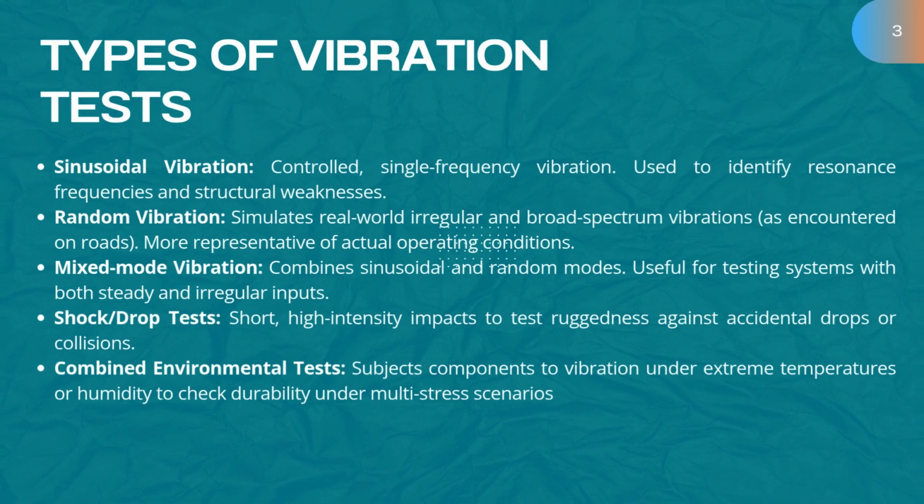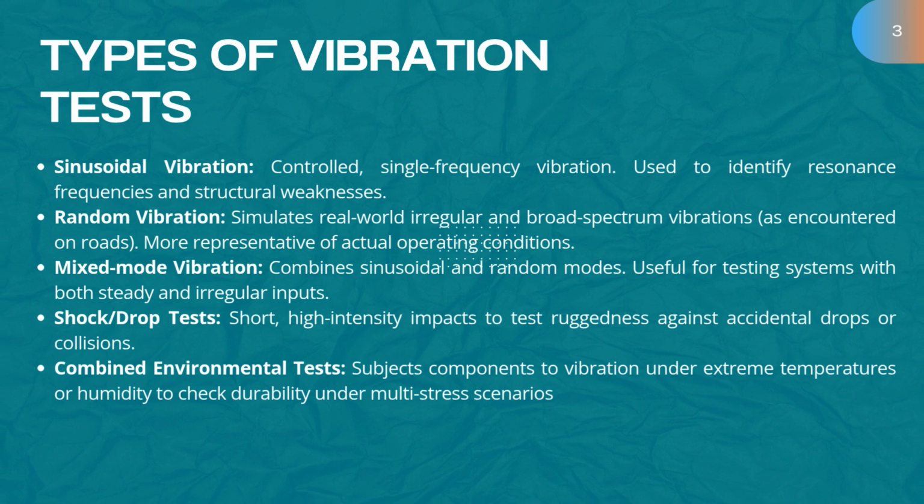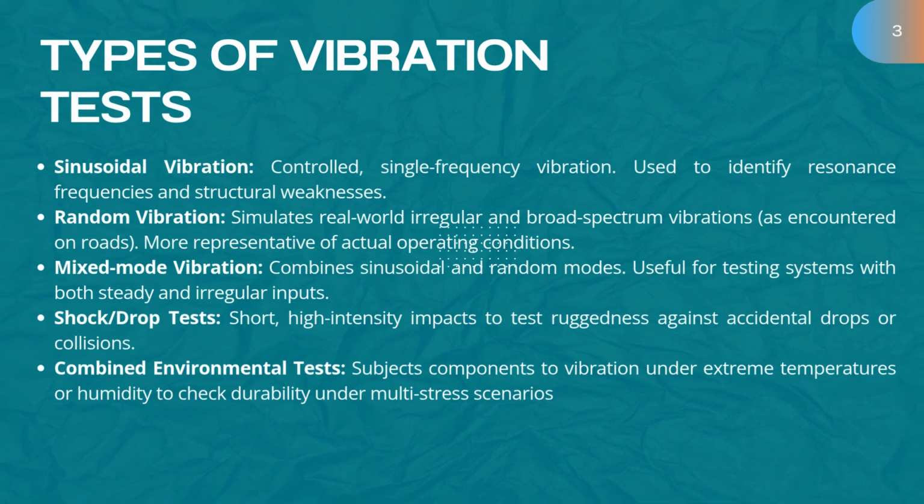Let's quickly go over the main types of vibration tests. Sinusoidal. This one's single frequency and control, mainly used to find resonance points. Random. Simulates real-life road or field conditions, more realistic than sine. Mixed mode. A combo of both, useful when you have both steady and unpredictable vibrations.